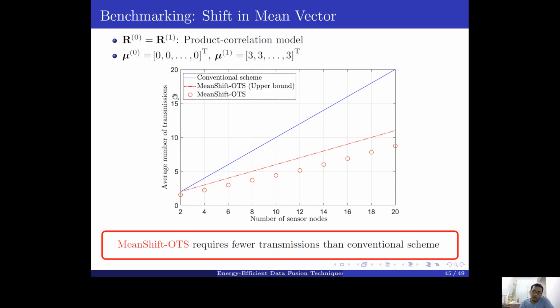As before, we have plotted the average number of transmissions as a function of the number of sensor nodes, for the conventional scheme and the mean-shift-OTS scheme. We have also obtained an upper bound for the mean-shift-OTS scheme, and you can see that the upper bound tracks the simulation curve quite well. By ordering the transmissions, we save a significant number of transmissions compared to the conventional scheme. For example, when there are 20 nodes in the network, the conventional scheme requires around 20 transmissions, while for the product correlation model, the mean-shift-OTS scheme requires around 10 transmissions to make a decision.